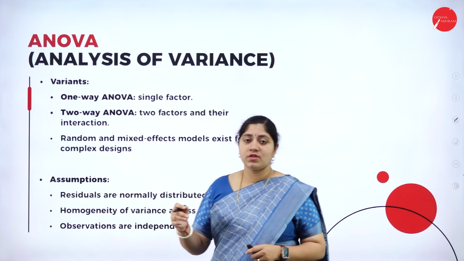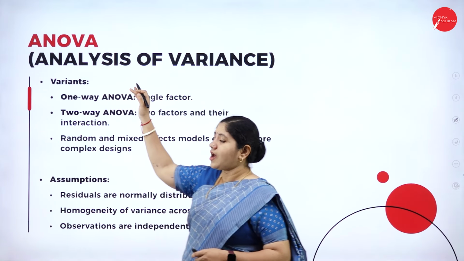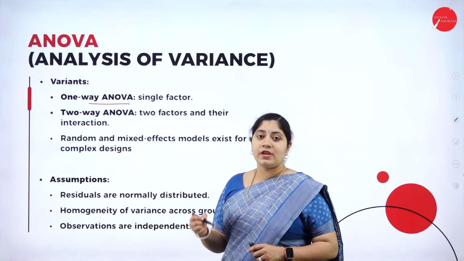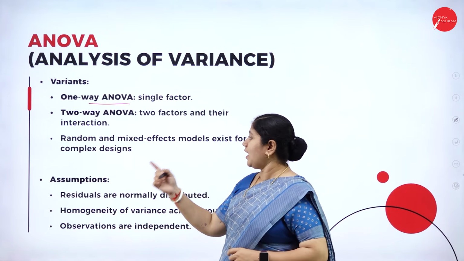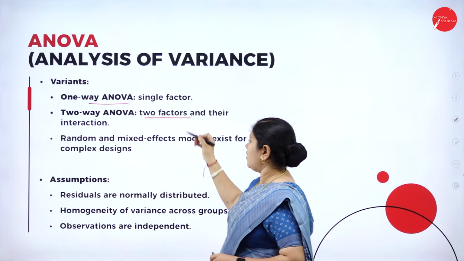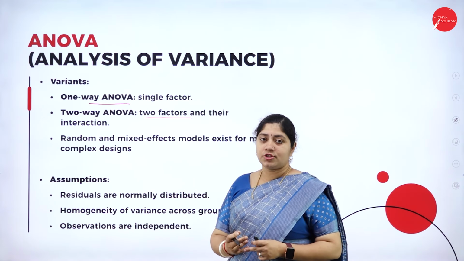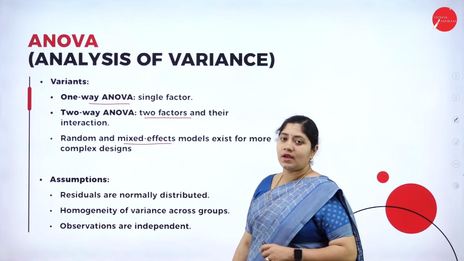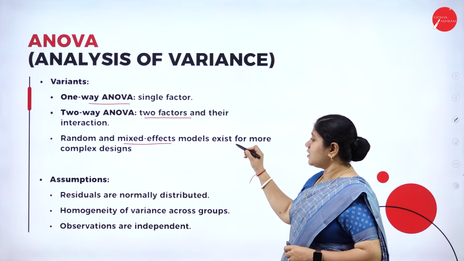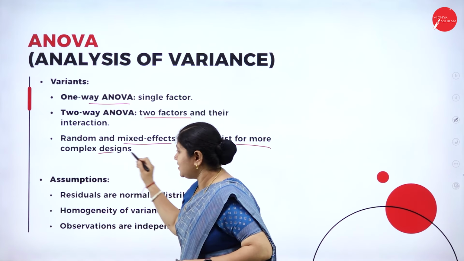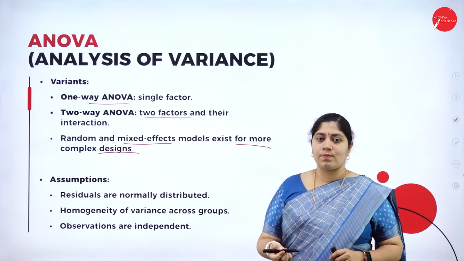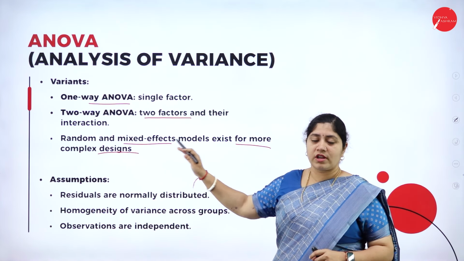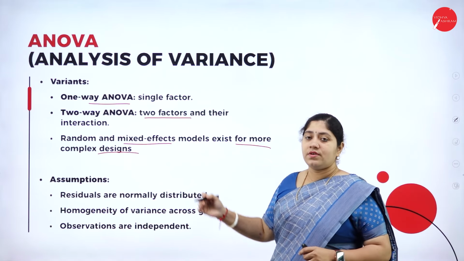Up next, let's see what are the different variants in ANOVA. So the first one is one-way ANOVA, where we will be considering only a single factor, and with respect to two-way ANOVA, we have two factors and the interactions between them too. Up next, we have random and mixed effects models, which exist for more complex designs. So whenever there is a more complex design, then we can directly go with mixed effect models as well as random models. So these are the different variants.